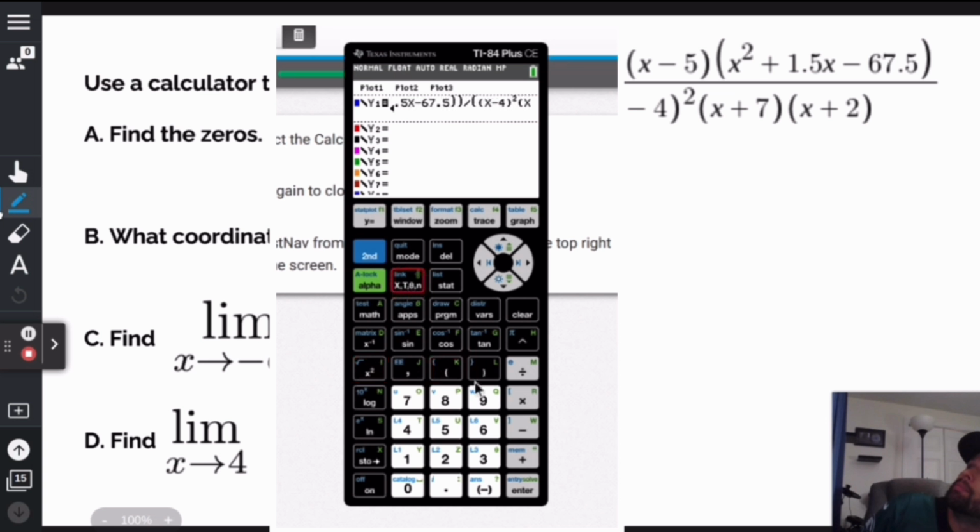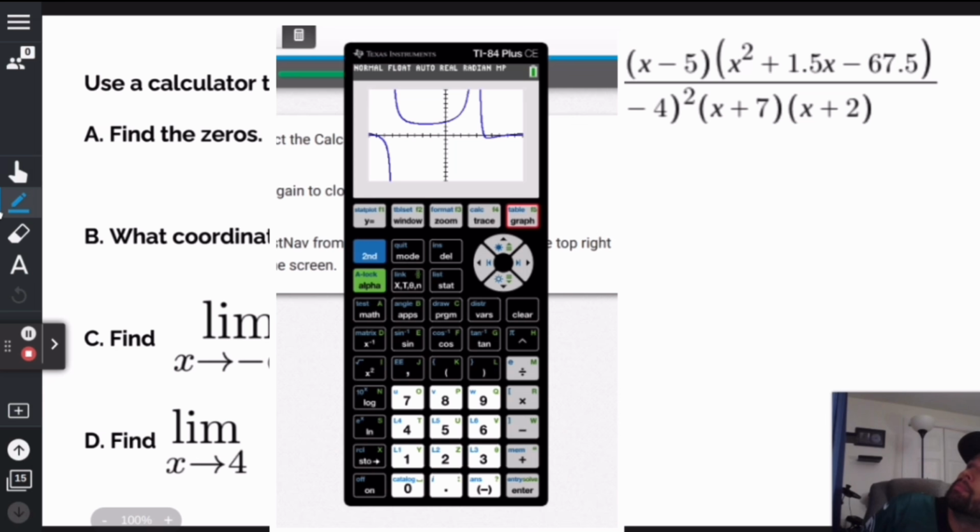x plus 7. And x plus 2. Ooh, so an x plus 2 in the numerator and the denominator. I wonder if that'll show up. Now, let's hit graph and see what I end up with.